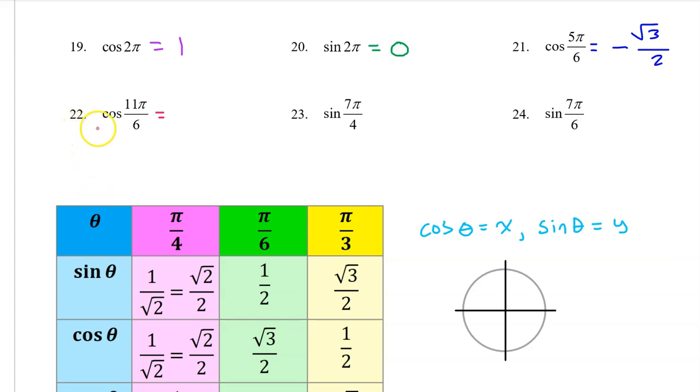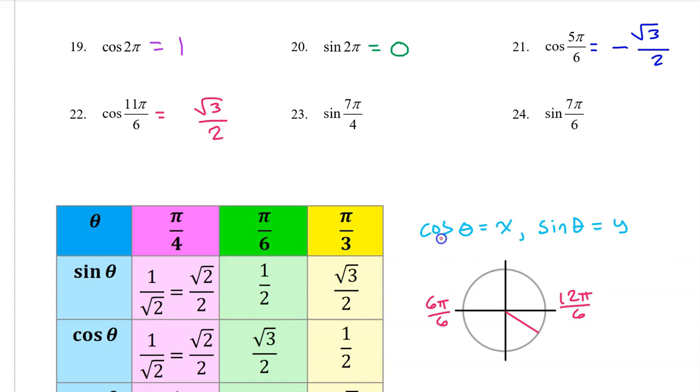Number 22. The cosine of 11 pi over 6 will be the same as the cosine of pi over 6, which is radical 3 over 2. Except it might be negative depending on the quadrant. We can think of pi as 6 pi over 6, and we can think of 2 pi as double that, 12 pi over 6. So 11 pi over 6 is one multiple before 12 pi over 6. That's in the fourth quadrant.